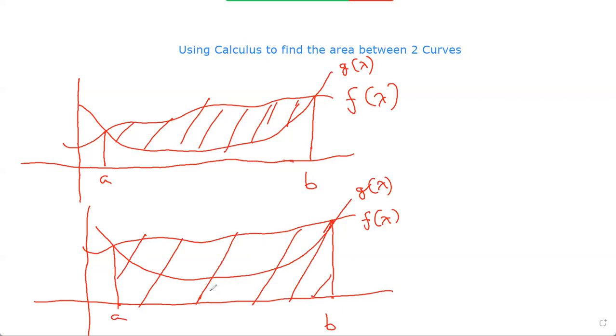However, we're getting an extra part here, right? We only want to find this part. However, we're finding this part as well. So what we do is we find this and subtract the area of the part in pink. So the area of the red minus the area of the part in pink will give us the area of the part in blue.